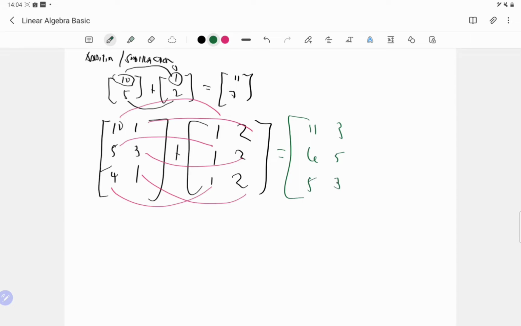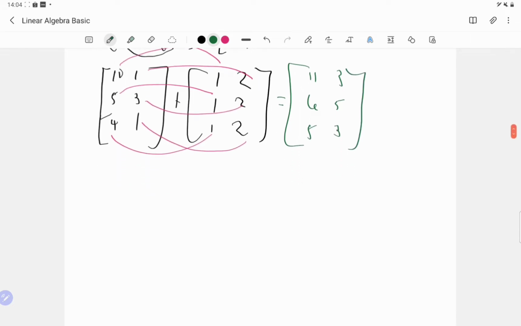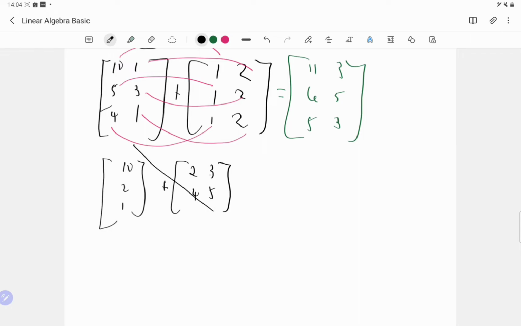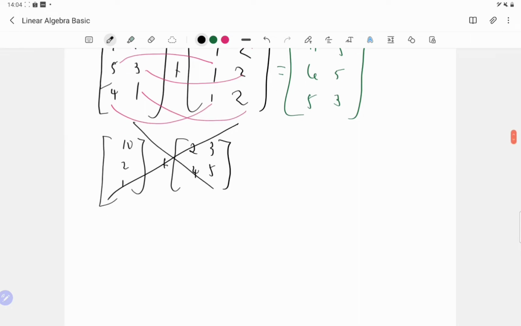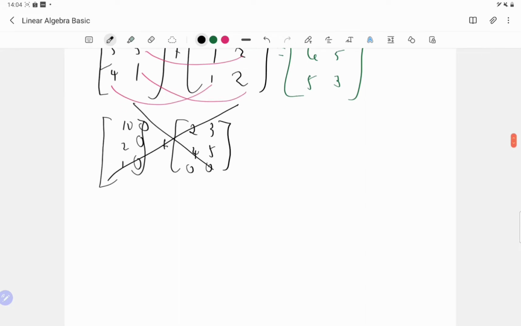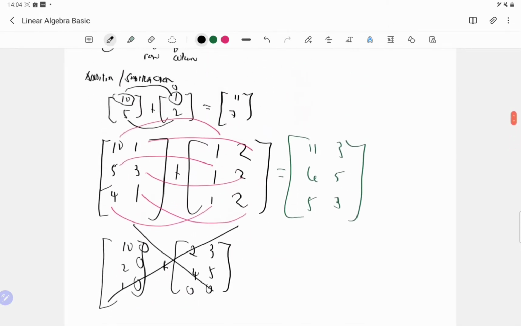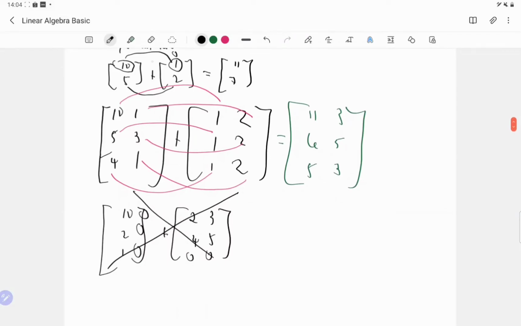5 and 3. You cannot add two matrices with different sizes. For example, 10 to 1 plus 2 3 4 5. This one is impossible to do unless you want to add 0 here or here, but based on the rule, they should be the same size. For subtraction, it's the same, you just subtract.